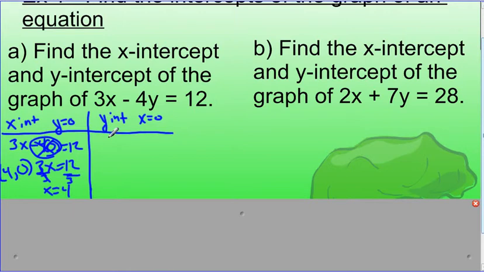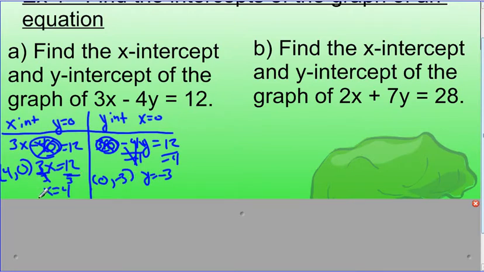On the other side, we'll use that same 3, but this time we're plugging in 0 for the x. So 3 times 0 minus 4 times y equals 12. This is 0, so it cancels out. So now we have this little one-step equation to solve. The way we get the y by itself is we divide both sides by -4. These cancel. y equals -3.